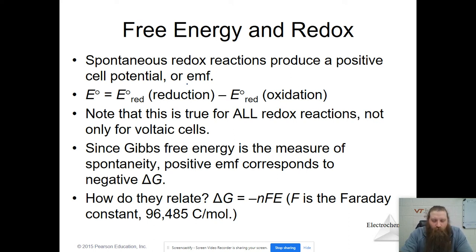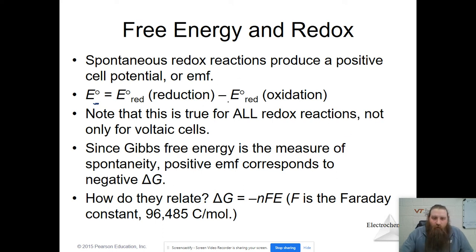Oh, absolutely. We can tie redox into free energy. So a spontaneous redox reaction is always going to have a positive cell potential. The more positive the EMF is, the greater the spontaneity, the more likely it is to occur. We know that this is true not only for voltaic cells, but also for all redox reactions. So we can drop the cell at the beginning of this E formula right here, and instead of having anodes and cathodes, just look at it in terms of reduction and oxidation.